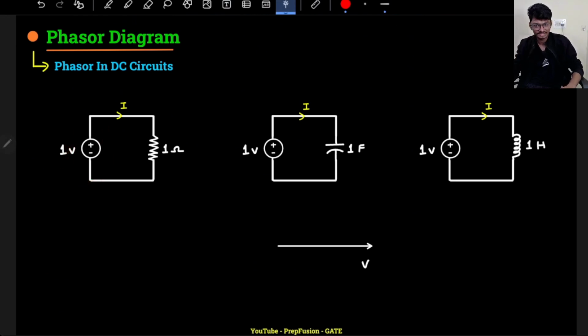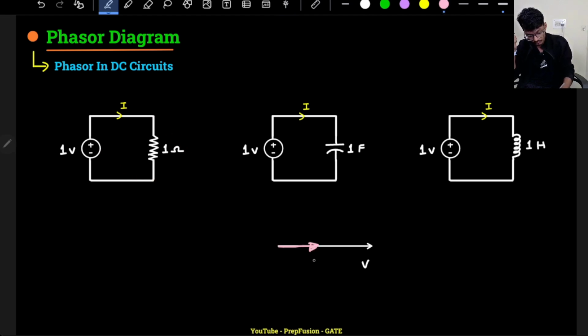In case of a DC circuit, for a resistor, we already know the voltage is some constant voltage, say 1 volt, and the current is also 1 ampere in this particular case. Is there any phase displacement between voltage and current? No. For DC in steady state, this will be 1 volt only. So the current and voltage do not have any phase difference.